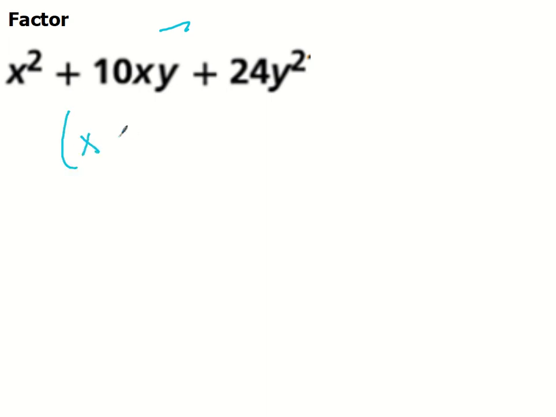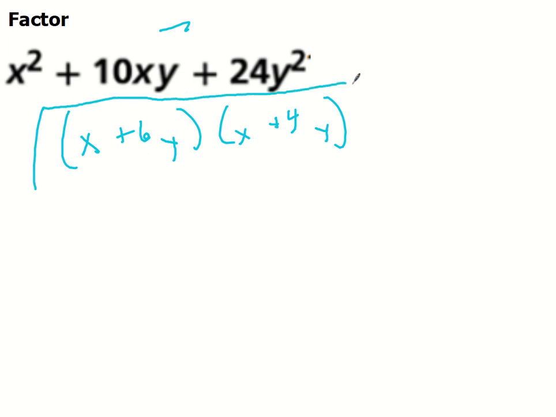Okay, so this one, I just know there's going to be an x. Everything's positive, so I know it's going to be positive. I know I'm going to have a y here on the end because I have the y squared. So that's fine. Now I still have to do the same process. What factors of 24 add up to 10? That's 6 and 4. And I'm done. 6 times 4 is 24. 6 plus 4 is 10. I have my y's, I have my x's. All is good. Nothing else to it.